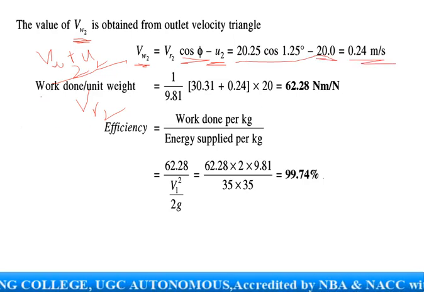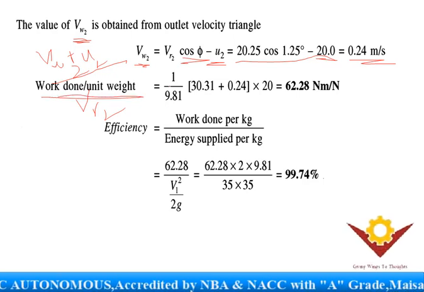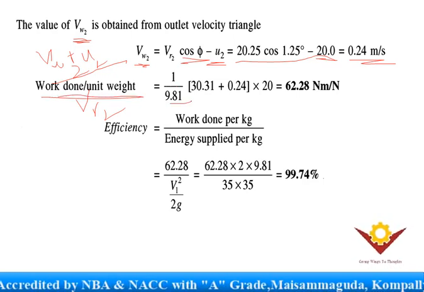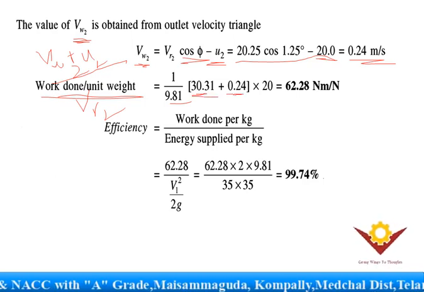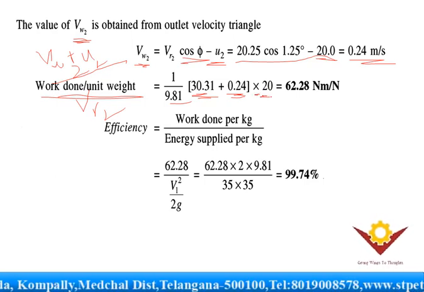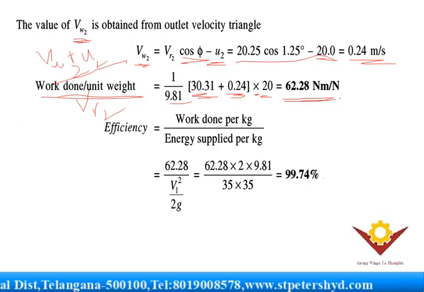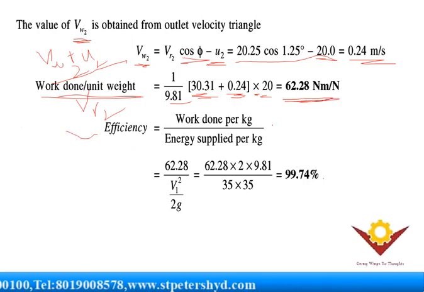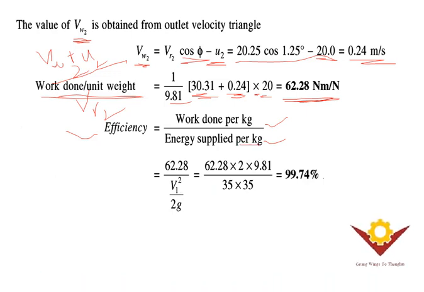And what is the work done per unit weight? We already have the formula, which is 1 by g. This is VW1, this is VW2, which is the wheel velocity at inlet and wheel velocity at outlet, into this blade velocity. Clear? And if you simplify this, you're going to get this value. And what is the efficiency? Work done per kg divided by energy supplied per kg, which is half mv square, and that too per kg, so that's why it is v1 square by 2g. Clear? If you simplify this, you're going to get an efficiency of 99.74. Clear? Thank you.